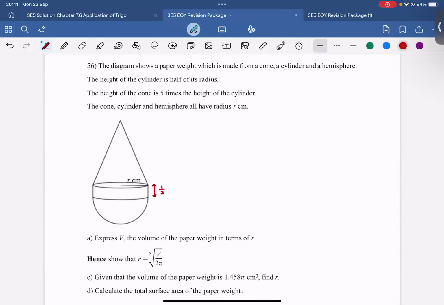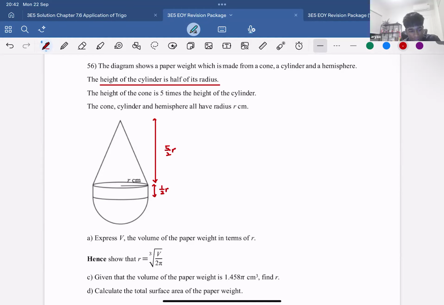So the height of the cylinder is half R, right? The height of the cone is 5 times the height of the cylinder, so the height of the cone is 5 over 2R. Wait, why is the cylinder half? Hello, read. Oh, okay. Express the volume of the paperweight in terms of R.